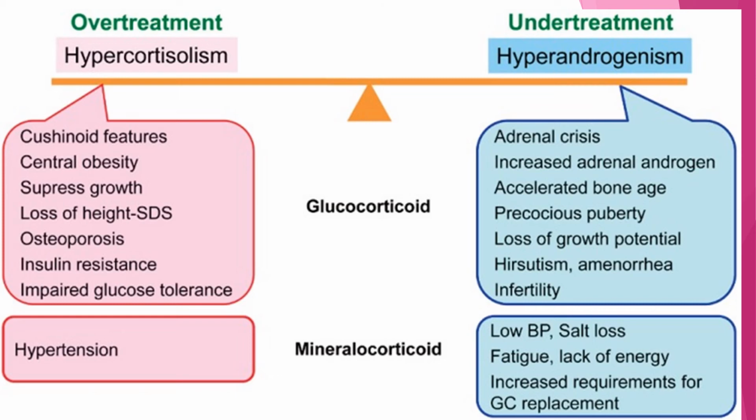androgen, accelerated bone age, precocious puberty, loss of growth potential, hirsutism, amenorrhea, and infertility. Whereas mineralocorticoid deficiency causes low BP, salt loss, fatigue, lack of energy, and increased requirement for glucocorticoid replacement. So we have to avoid overtreatment and undertreatment. We should follow them appropriately.